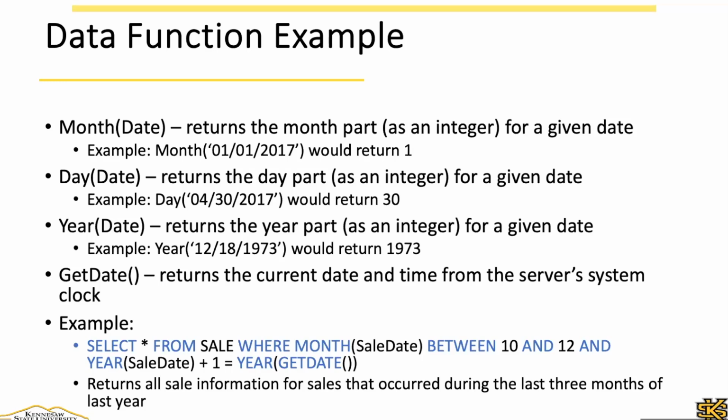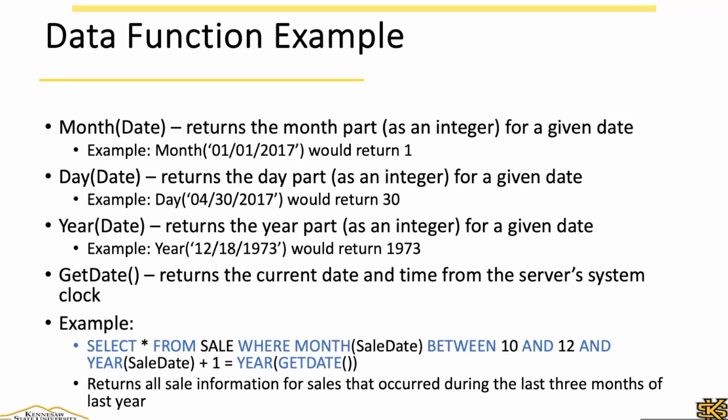Suppose we want to retrieve all sales that occurred between October and December of the previous year. So the query would be written as select asterisk from sale where month of sale date between 10 and 12, and year of sale date plus 1 equals year of getDate. Let me tell you what it means.